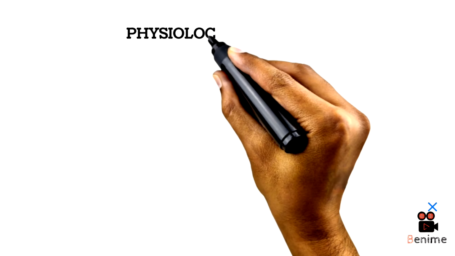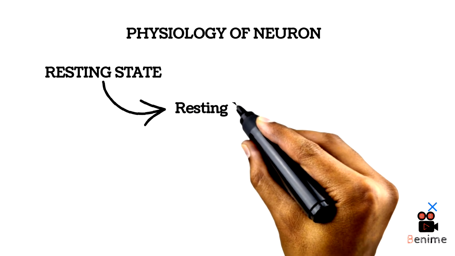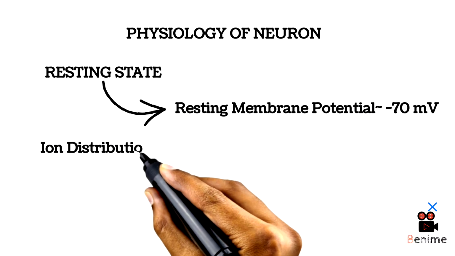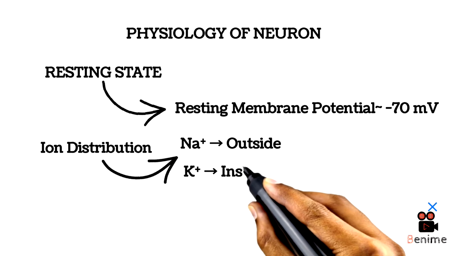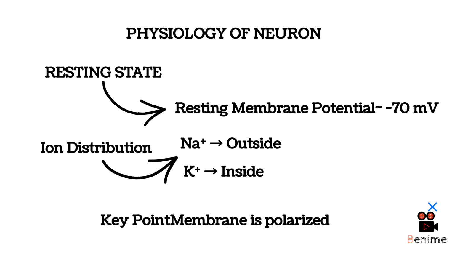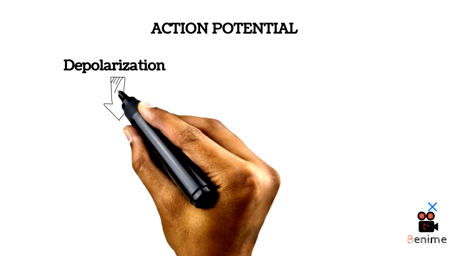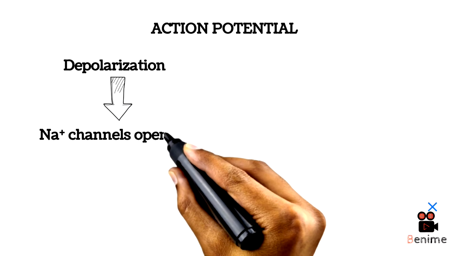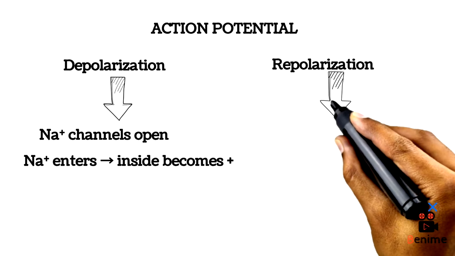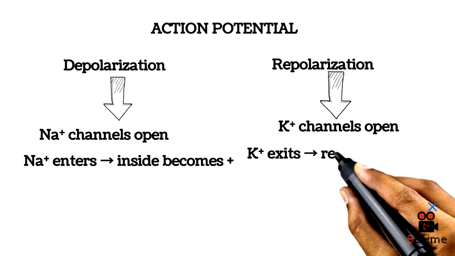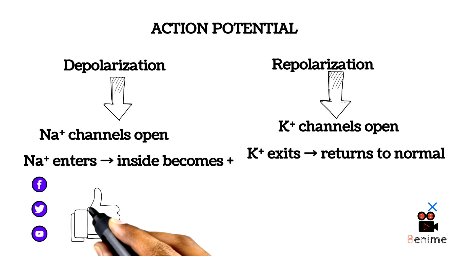Now let us understand the physiology of the neuron. At rest, the neuron maintains its membrane potential due to ion distribution. Sodium ions are more outside and potassium ions are more inside. Now action potential: when a stimulus is applied, an electrical signal is generated. During depolarization, sodium enters the cell. During repolarization, potassium exits the cell. This process is called action potential.